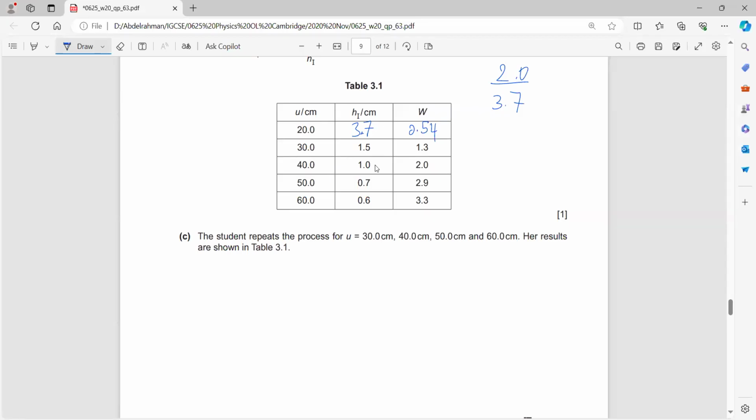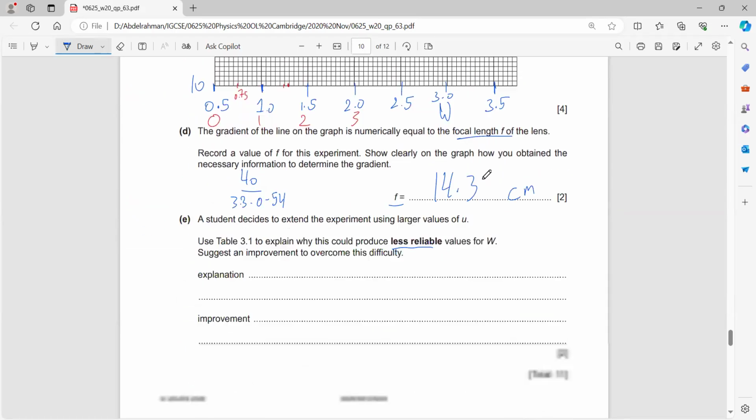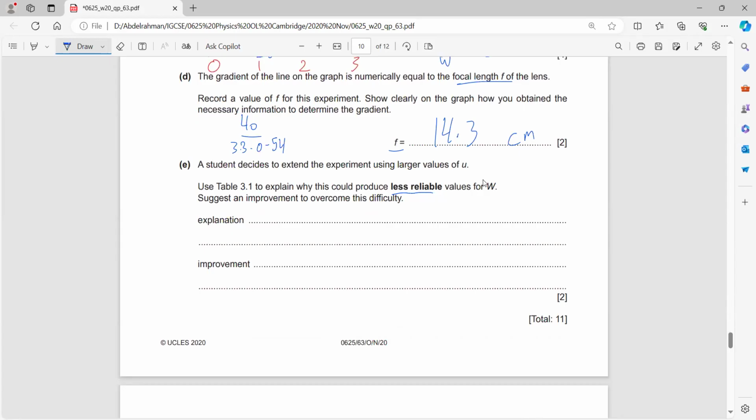Look, guys. When the U was 20, the image was 3.7. U 30, image 1.5. 40, 1.0. 50, 0.7. 60, 0.6. What's happening as I increase the U? What's happening as I increase the distance of the object? As the object moves further away, what happens to the image? The image gets smaller. So the explanation, why is it more difficult?